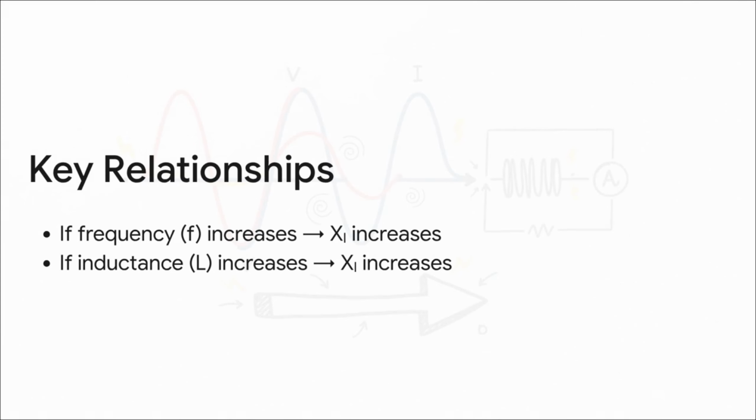Now, this formula shows us two really straightforward relationships. If you increase the frequency of the AC signal, the inductive reactance goes up. Same thing if you use a coil with a higher inductance, the reactance goes up too. This tells us something pretty important. Inductors have a much stronger opposition to high-frequency signals than they do to low-frequency ones.